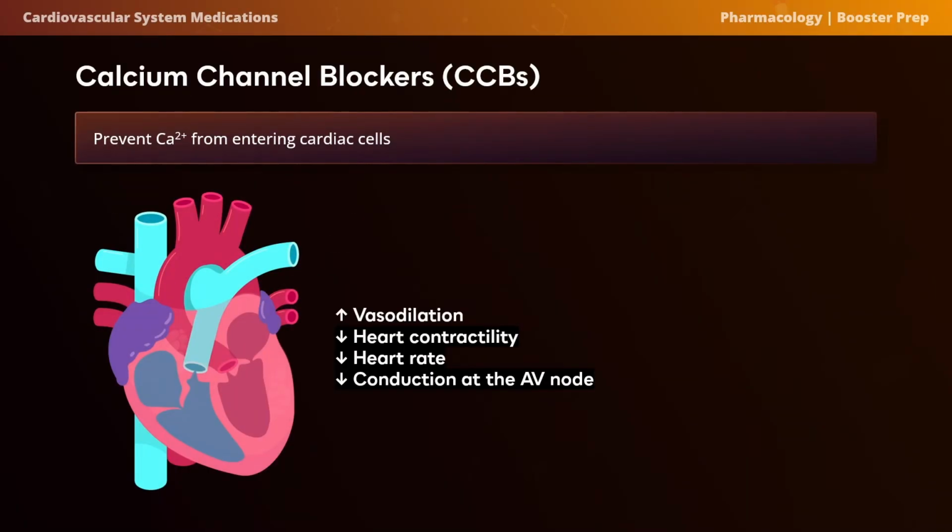Calcium channel blockers, or CCBs, prevent calcium from entering cardiac cells, leading to vasodilation, reduced contractility, slowed heart rate, and decreased conduction at the AV node. Basically everything you'd want for a patient with hypertension or heart function disorders.